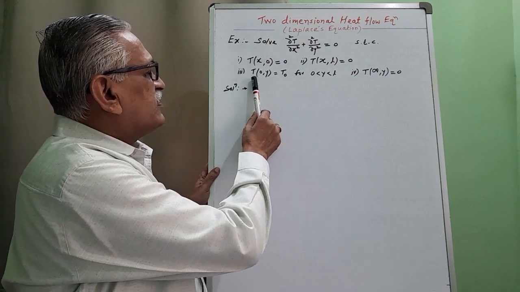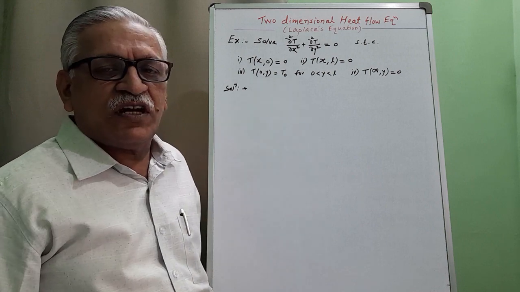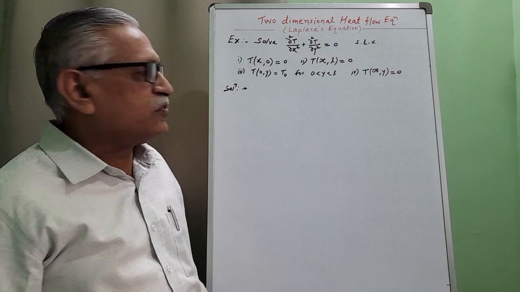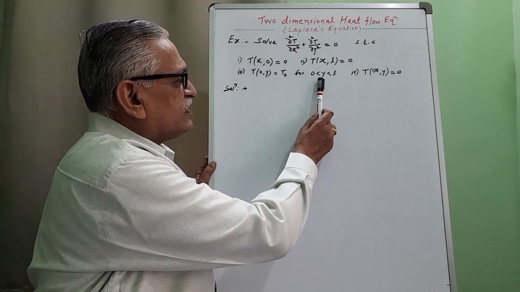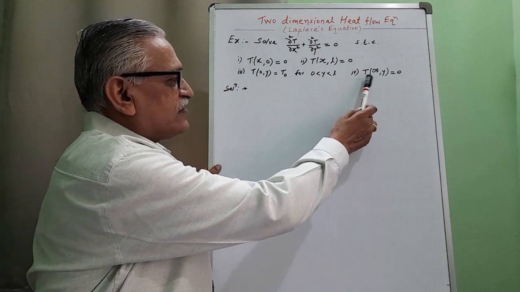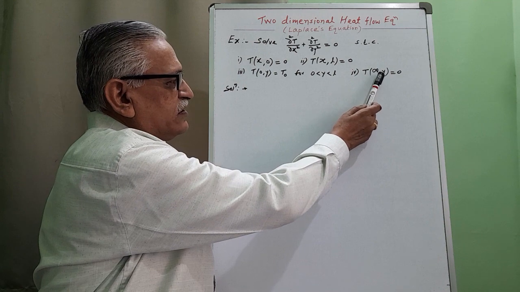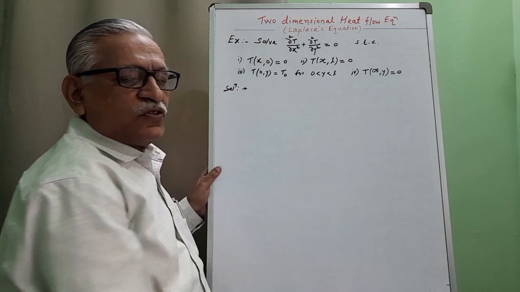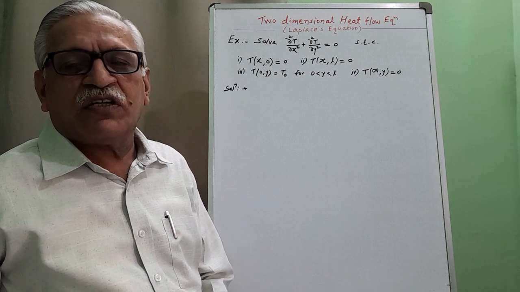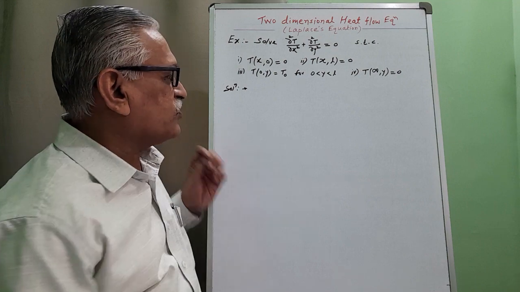Third condition, T(0, y) = T0, the initial condition. When x is equal to 0, we get the value of T as T0 for the condition 0 < y < L. And the last condition, T(∞, y) = 0, meaning when x is infinity, the value of T is 0. This is to decide the possible solution.